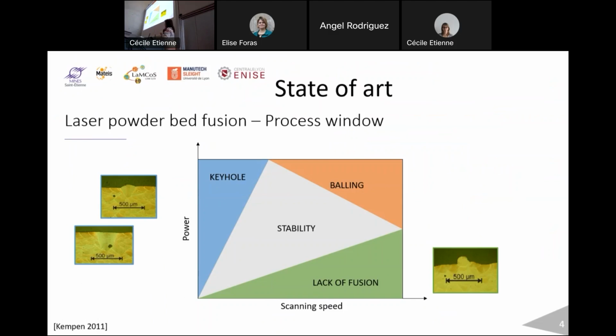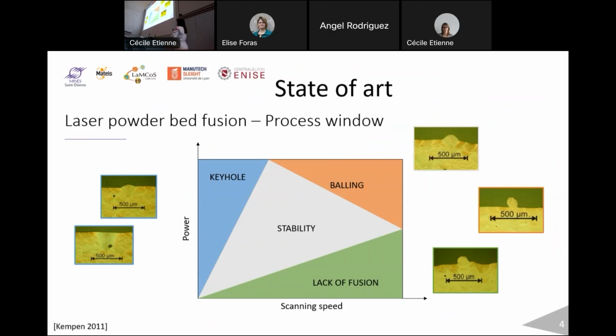On the contrary, with high scanning speed and low power, we have a lack of fusion regime. It means that you don't have enough energy to melt the powder bed and create a good single track. You also have balling effects with high scanning speed and high power. You have some droplets on your material, and you don't have a continuous single track. In the middle, you have the stability window where all is good.